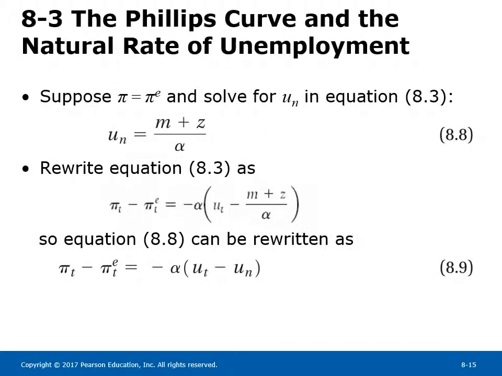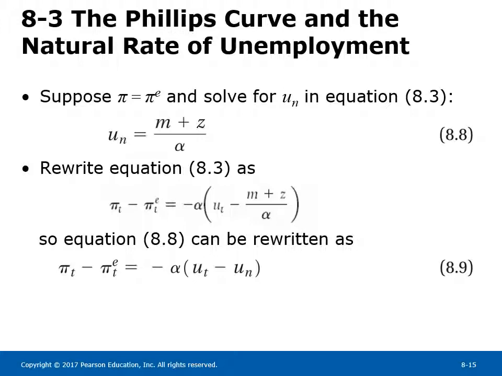In the medium run, after all prices adjust, the economy returns to the natural rate of unemployment. By definition, in the medium run, the actual inflation rate is equal to the expected inflation rate: pi equals pi e. The natural rate of unemployment is defined as the unemployment rate needed to keep the inflation rate constant. The natural rate of unemployment is consistent with the change in inflation being equal to zero.